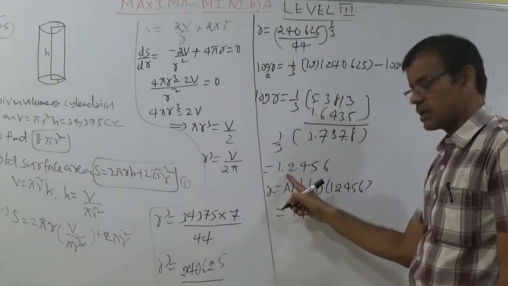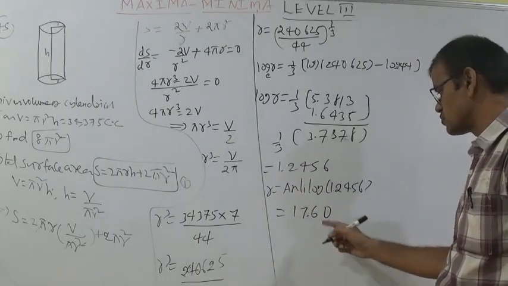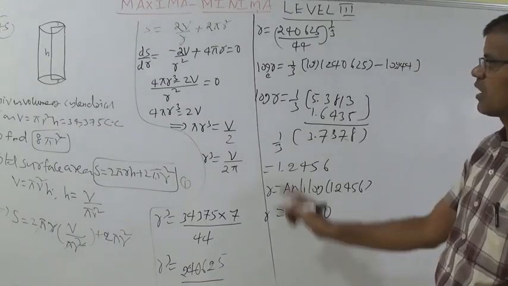Here 1 is before the point. Then add 1: 1 plus 1 is equal to 2. After 2 digits you put the point. So R is equal to 17.60. We got the R value now.